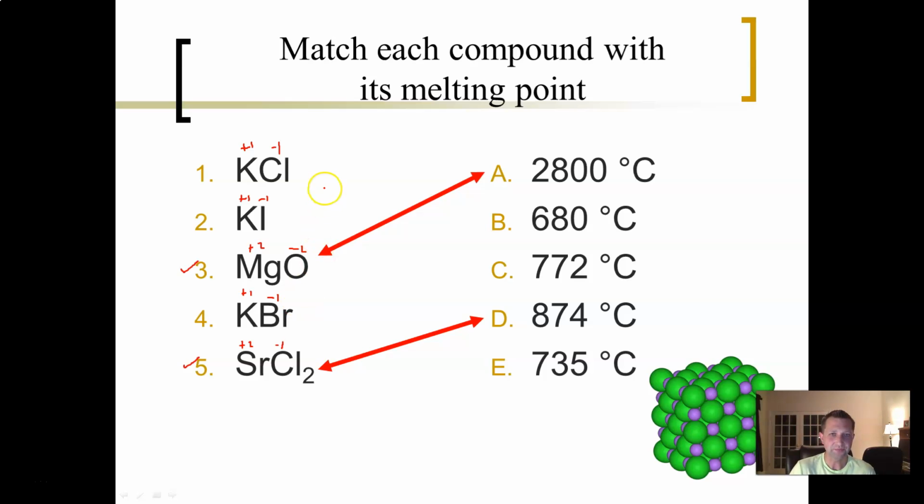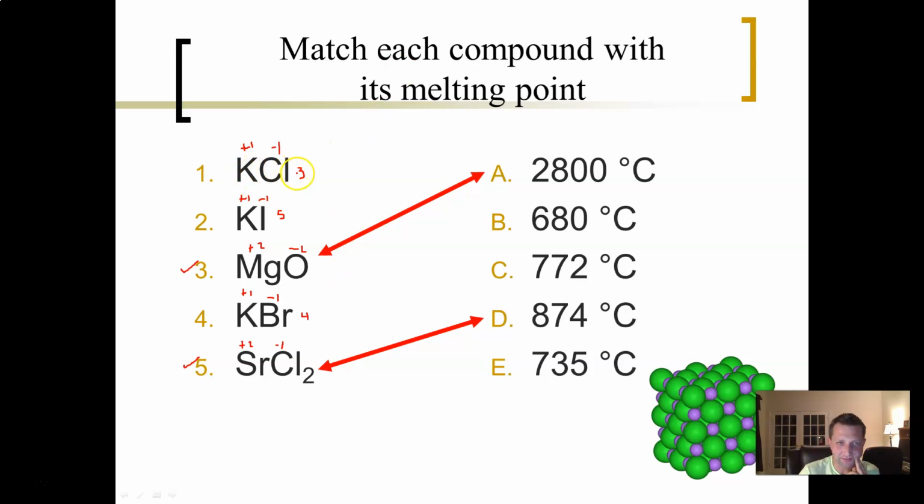Tiebreaker is size. Potassium, potassium, potassium, all the same. You're looking at Cl, Br, and I. Okay, look at your periodic table. Chlorine, level 3. Iodine, level 5. Bromine, level 4. Okay, what's your trend then?